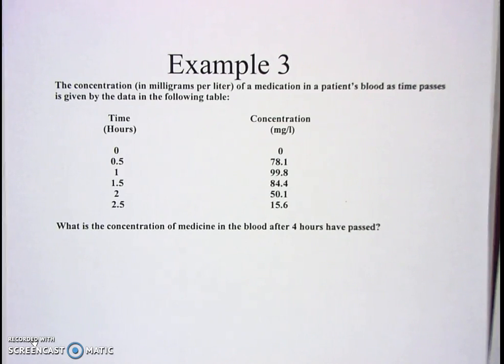So example 3, we're talking about the concentration of medication in the blood, measured in milligrams per liter. These are small amounts, so it's important that you measure things out correctly. The concentration of medication in a patient's blood as time passes is given by the table below. Your question is, what is the concentration of medicine in the blood after 4 hours have passed?